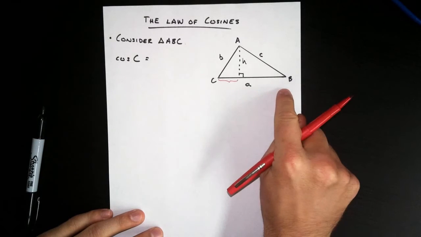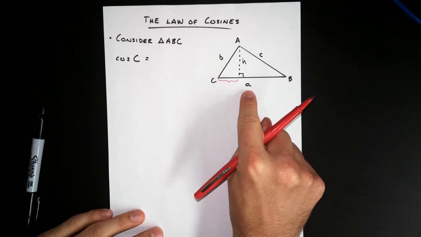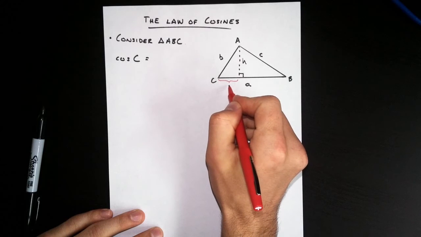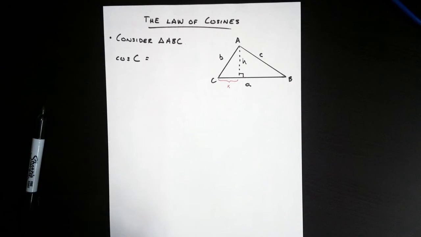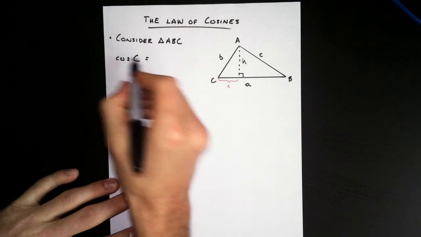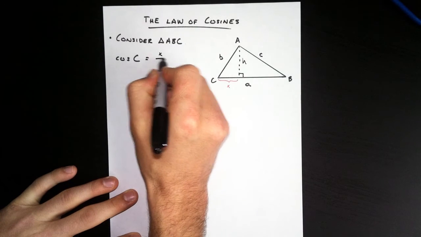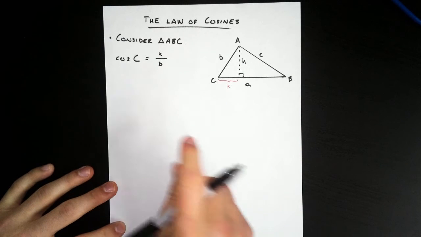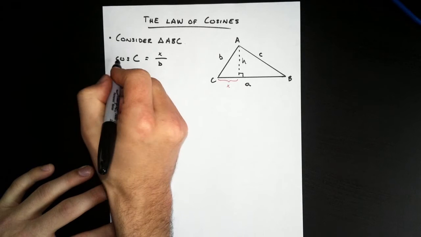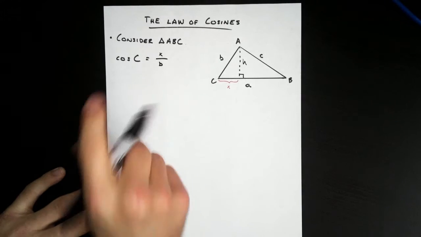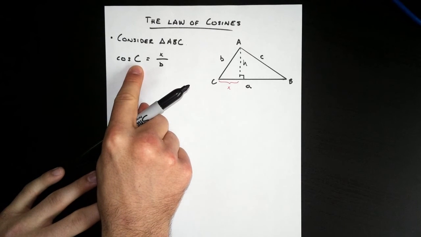I know the entire length of BC is a, but I don't know how long this piece is. So I'm actually going to introduce another variable here, and I'm going to call this x. So that means that the cosine of C is equal to x over b. Earlier I said that the law of cosines related the side lengths to the measure of one of the angles. Well, here's the one angle we're going to use.